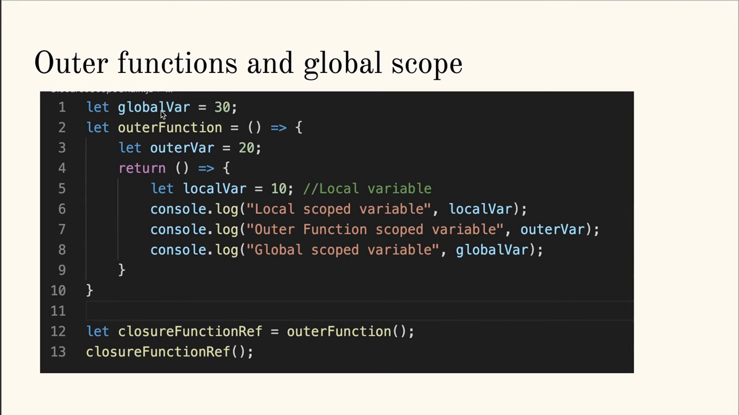And the same with the global var. It is defined at the level of the file, so it comes under the global scope, but the concept of the closure allows you to consume or access this global var. So this is the scope chain in closures.